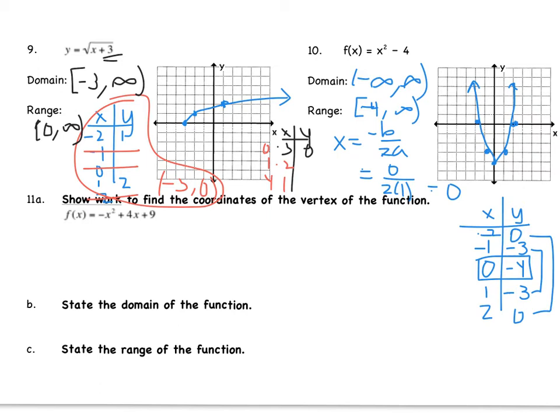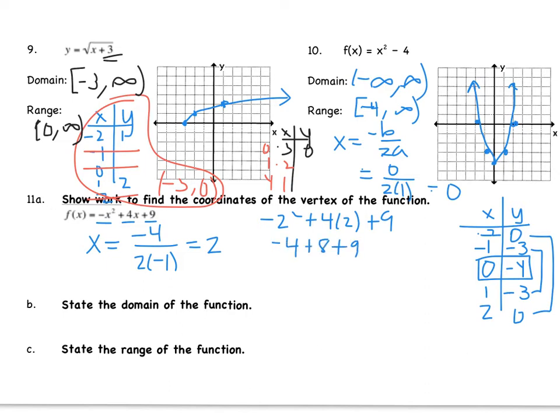Okay, so let's start going over 11 and 12. So 11a, show work to find the coordinates of the vertex. That's what we just did, the negative b over 2a. So in this case, our b is 4, our a is negative 1. So here's our a, here's our b, here's our c. So you should get negative 4 divided by negative 2, which is 2. We then need to plug in to find the y. For that first term, you want to square and then do the negative. So 2 squared is 4, so I get negative 4 plus 8 plus 9, which is 13. So you should have gotten a vertex of 2, 13.